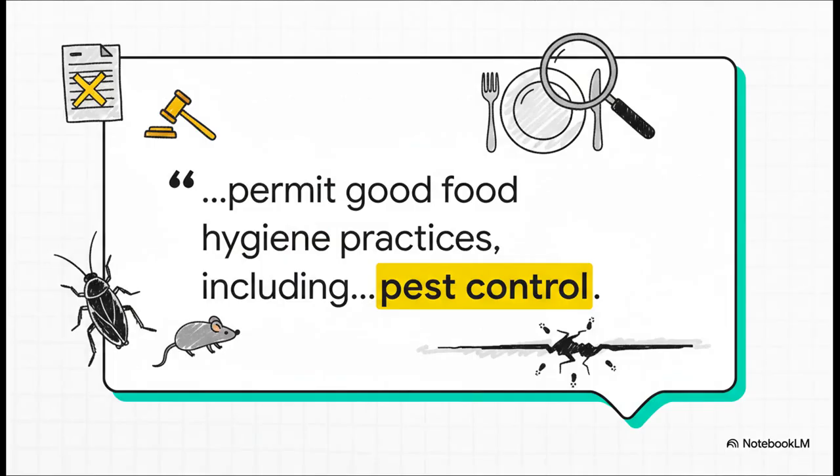This is the perfect example of a structural failure. The law says the building itself has to be designed to permit good food hygiene practices, and it specifically calls out pest control. So that gap isn't just a hole in the wall, it's a failure to comply with Annex I, Chapter 1. See? We've now built a clear, undeniable pattern of non-compliance.